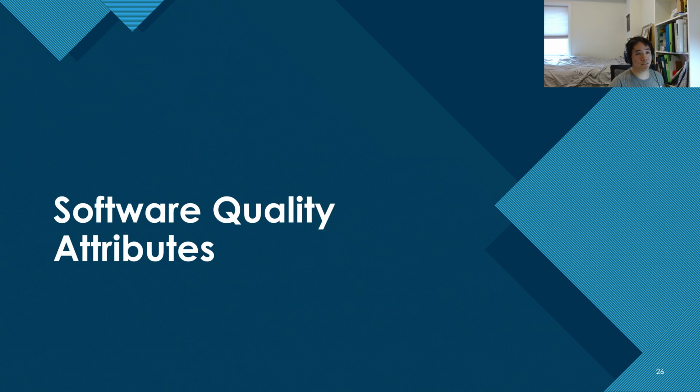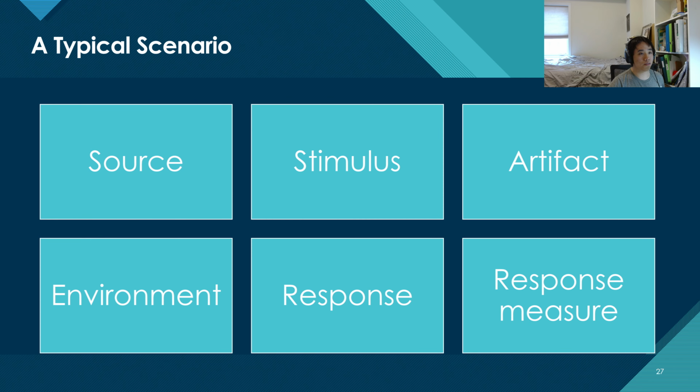Okay. The next thing we have is software quality attributes. We have six aspects in a typical scenario whenever we think about these attributes. We have the source, the stimulus, the artifact, environment, response, and response measure.